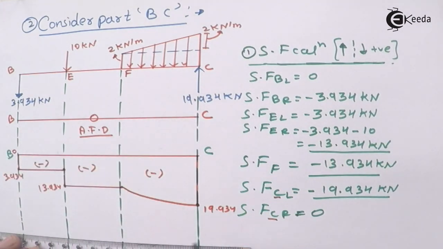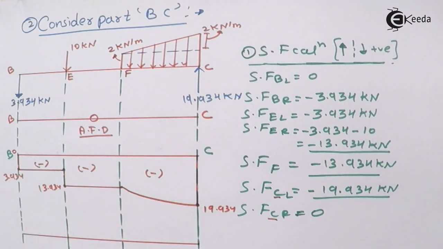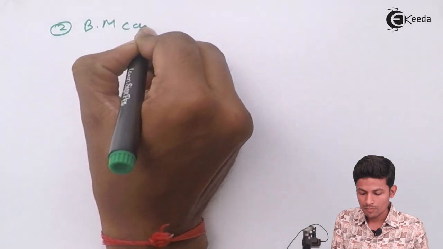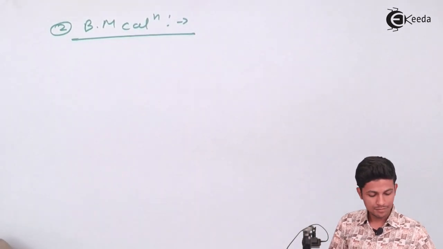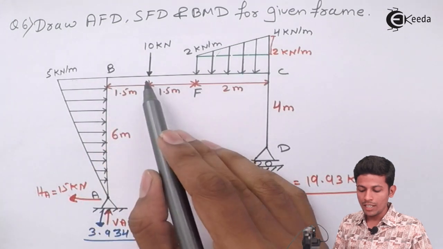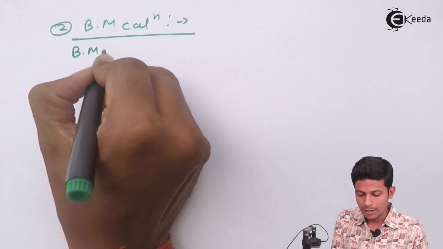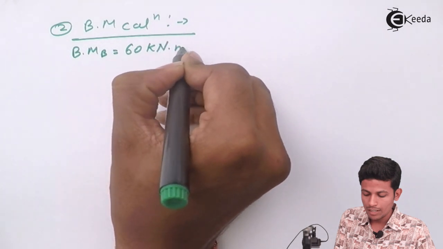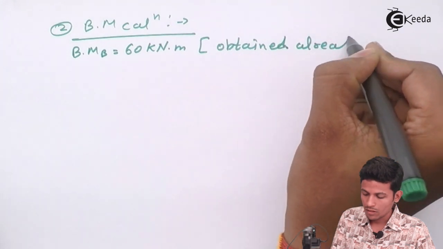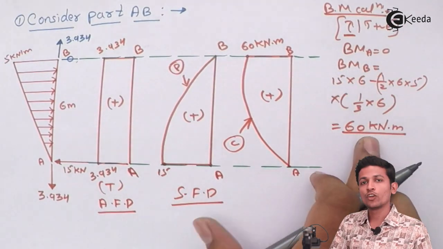Now draw the bending moment diagram. For the bending moment diagram, let's calculate the bending moment first. In bending moment calculation, always see the original frame. We have to find bending moment at B, E, F and C. Now bending moment at B is equal to 60 kilonewton meter, which is already obtained in the previous one. Bending moment at B will be 60 kilonewton meter.